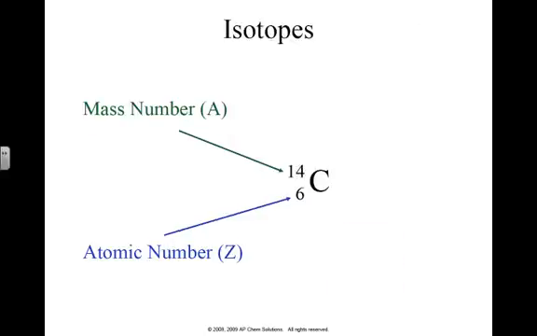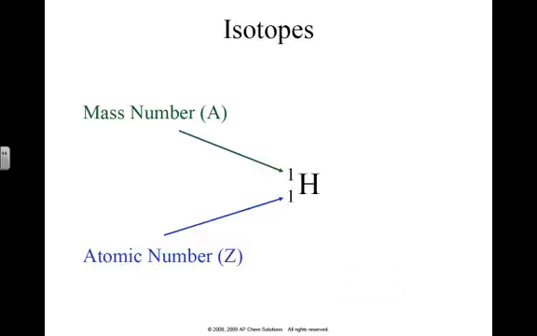This is carbon 14, which would be considered an isotope of carbon. Isotopes are atoms of the same element that have the same number of protons but different number of neutrons and therefore different mass numbers. This would have 6 protons, 6 electrons, and 8 neutrons.